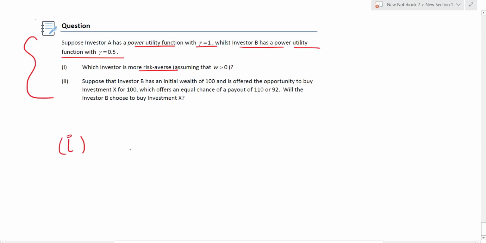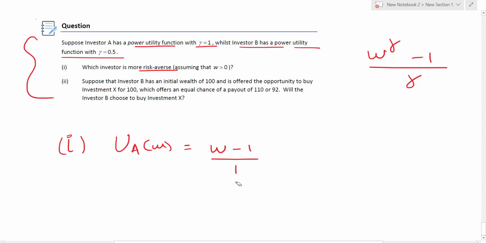So what are the utility functions? Let's call it UA of W. For the first investor, the general form of the power utility function is W to the power of gamma, minus 1, divided by gamma. In this case, it would be W to the power of 1, minus 1, divided by 1. So W minus 1, simply speaking. UB of W will be equal to W to the power of half, minus 1, divided by half, which would be multiplied with 2, because dividing by half is the same as multiplying with 2.